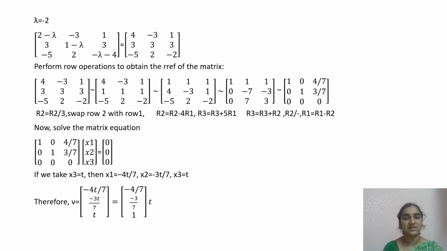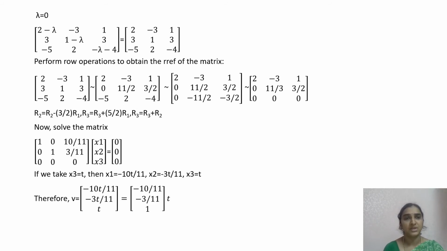Now solve the matrix equation. The matrix equation is [1, 0, 4/7; 0, 1, 3/7; 0, 0, 0] multiplied with the column matrix x1, x2, x3, resulting in the column matrix 0, 0, 0. If we take x3 = t, then x1 is equal to -4t/7 and x2 is equal to -3t/7. Then we get the eigenvector (-4t/7, -3t/7, t).